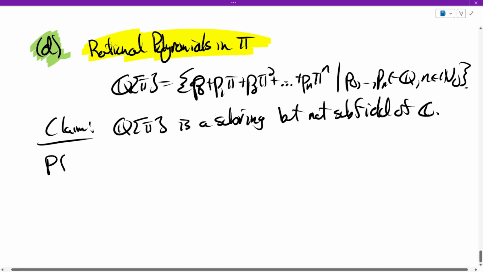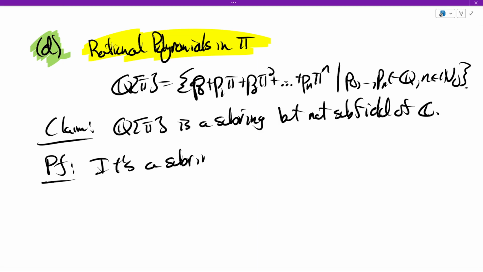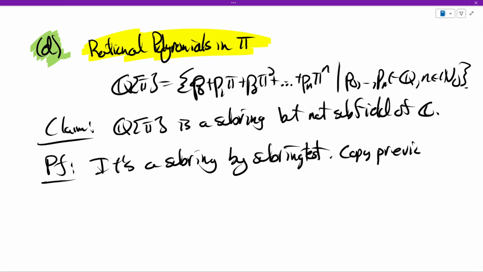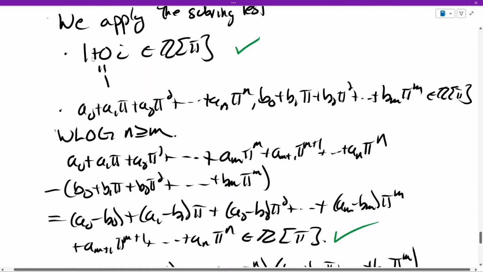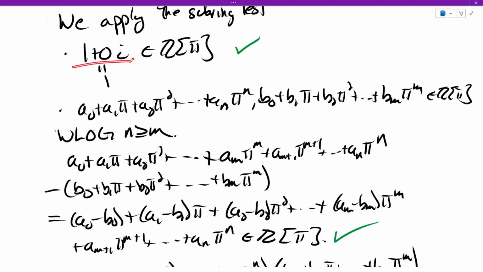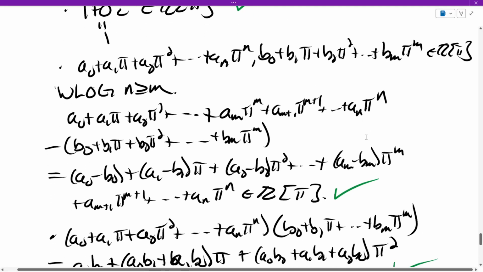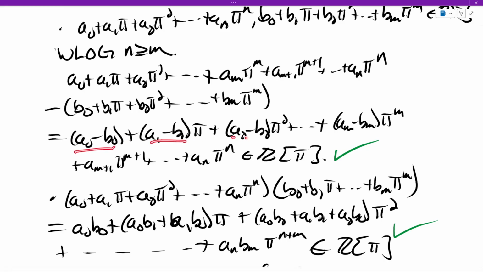Let's go over the proof that it's a subring. It's a subring by the subring test. And you copy the previous example. So let's go back to the previous example real quick. All right, that's still a rational. This is still an element of our set, so that's good.